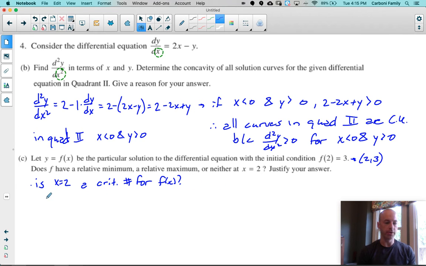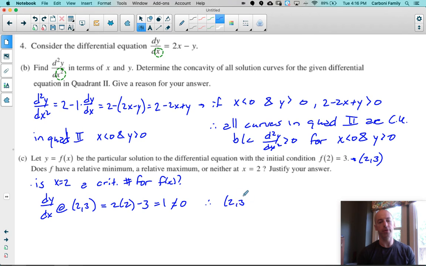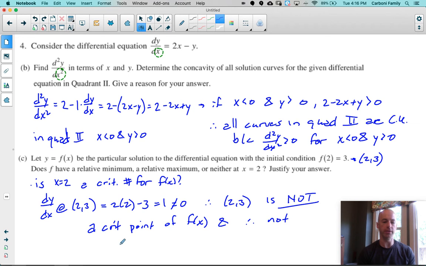So first thing I'm going to do is evaluate my derivative at the point x equals 2. Now, since my derivative is a function of x and y, I have to specify that I'm also plugging in 3 for the y's, and my derivative at the point 2, 3 is going to be 2 times 2 minus 3. That is 1. Last time I checked, 1 is not equal to 0. Therefore, 2, 3 is not a critical point of f of x, and therefore not a relative extrema.